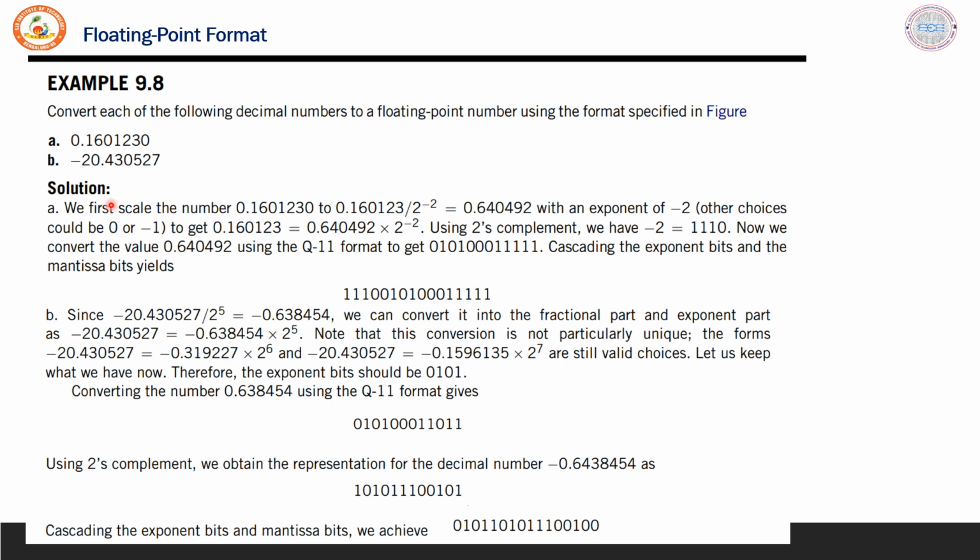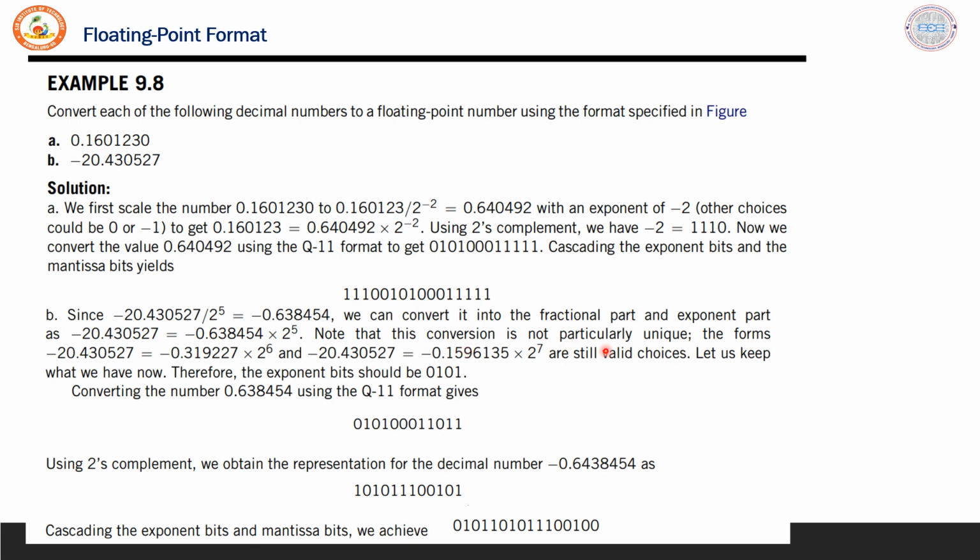On similar lines, the second data is for a negative number. In the case of a negative number, here we are scaling it by 2 to the power of 5, and we obtain a value of -0.638454. The scaling is an attempt to bring the value to less than 1. Now we can represent the number as the mantissa times 2 to the power of 5.